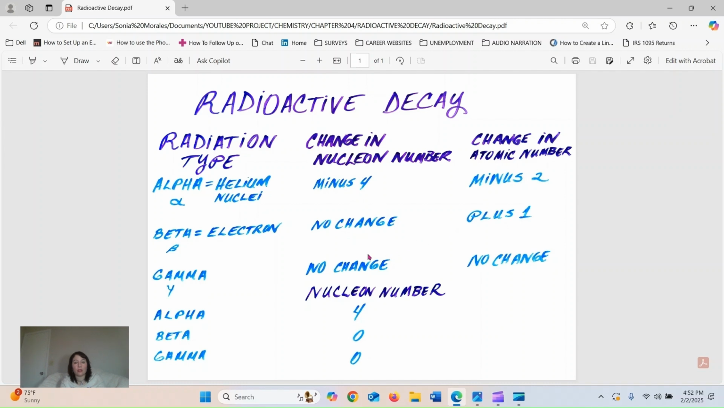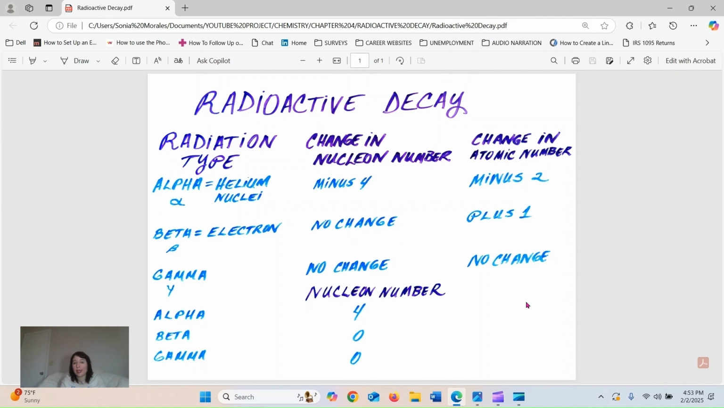So now let's talk about the last radiation type, in this case, gamma decay. And here's the Greek letter. So in gamma decay, there's no emission of particles. So therefore, there's no equation. The nucleon number is 0, so the change in nucleon number is going to be no change. And the change in atomic number is going to be no change.